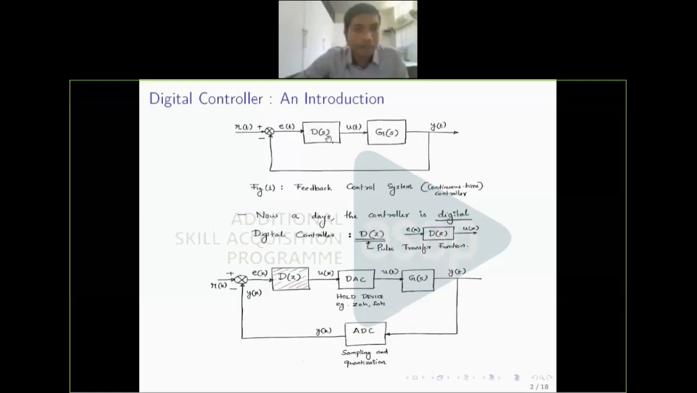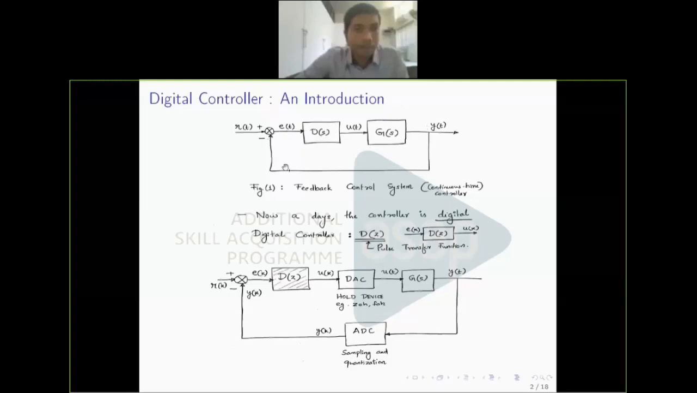There are a lot of different types of controllers that you have come across, for example the PID controller. If you go a little more advanced, you have sliding mode controller, model predictive controller, and there are a lot of different control design approaches available for the continuous time case. So you note that here everything is in the continuous time domain, or in the frequency equivalent, everything is in the S domain.